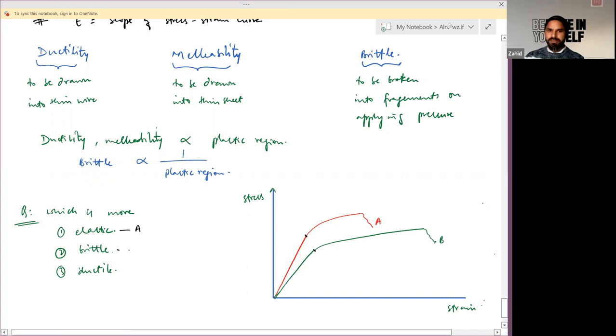For brittle nature, we may just compare the length of the plastic region. So it will be from this point to this point only for A, and from this point to this point for B. So A having a smaller length of plastic region will be more brittle, and B having a larger length of plastic region will be more ductile or more malleable. Okay, good.